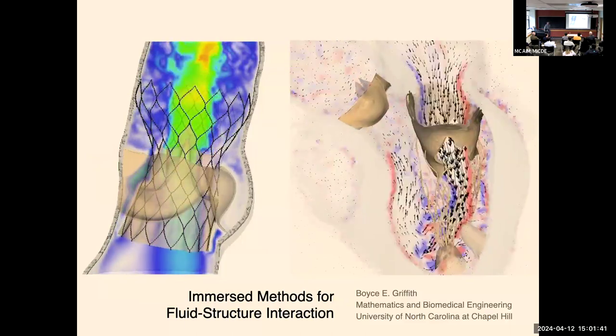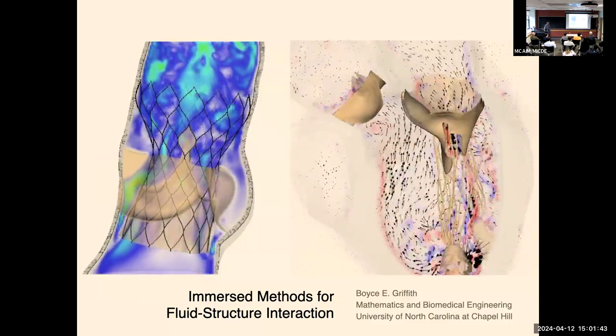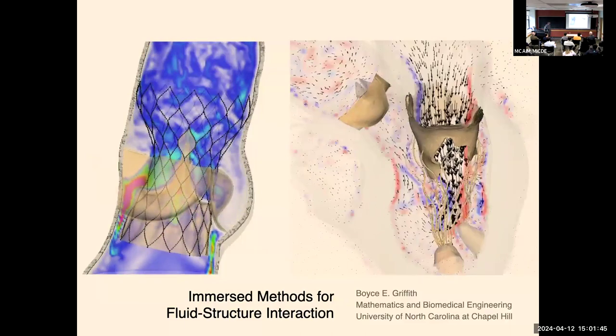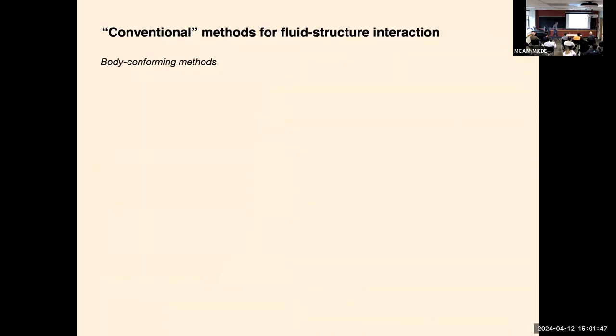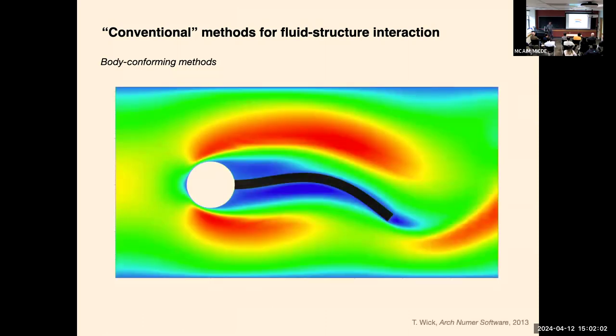So I'm gonna be telling you all some things about fluid structure interaction with a focus on numerical methods. If you think about numerical methods for modeling systems involving fluid structure interaction, there are two conventional ways to do it. I put conventional in quotes because I don't know if that is really conventional, but the conventional methods often are what you might think of as body conforming methods.